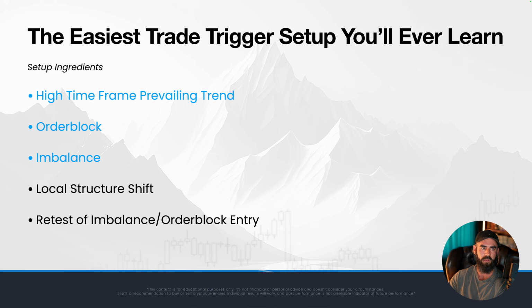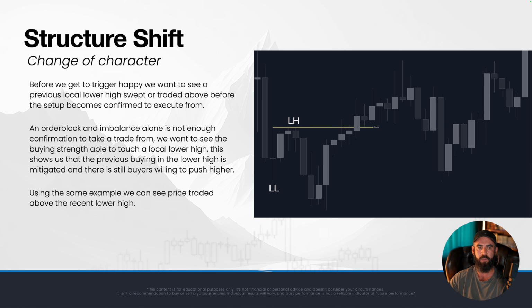Now we'll move on to a very important part that people miss out on in this setup, which is the local structure shift. Before we get trigger happy, we want to see a previous local lower high swept, or traded above, before the setup becomes confirmed to execute from. An order block and imbalance alone is not enough of a confirmation to take a trade from. We want to see the buying strength able to touch a local lower high. This shows us that the previous buying in this lower high is mitigated and there are still buyers willing to push higher.